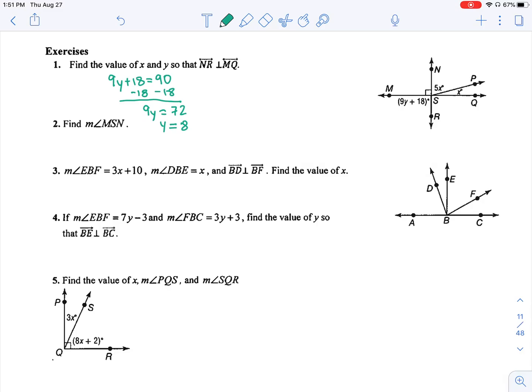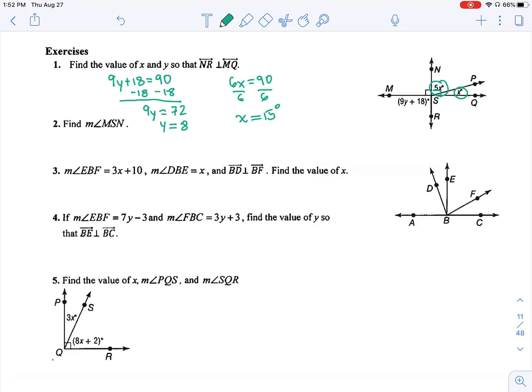For x, you would set up the equation so that you see that 5x is right next to x, and together they form a 90-degree angle. I drew that big here. So 5x plus x is 6x. If I set that equal to 90 degrees and divide by 6 on both sides, I get x equals 15. Can I have you go ahead and find the measure of MSN?